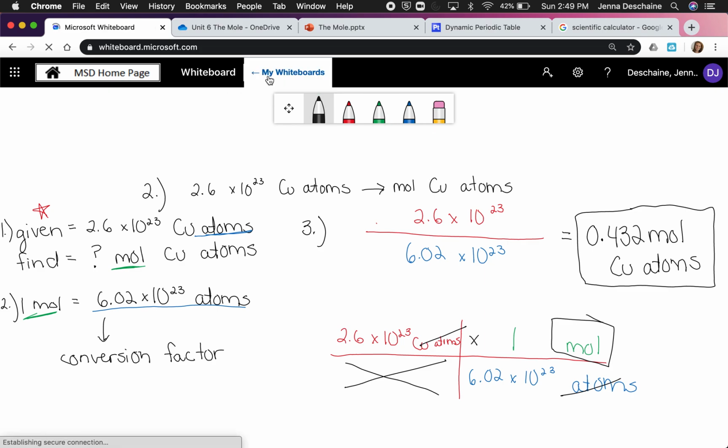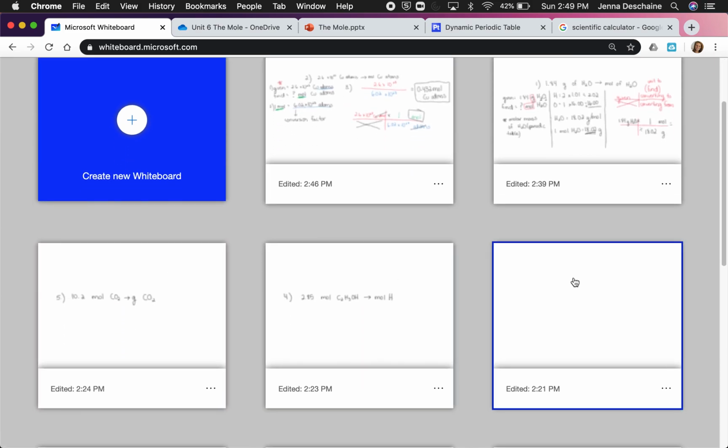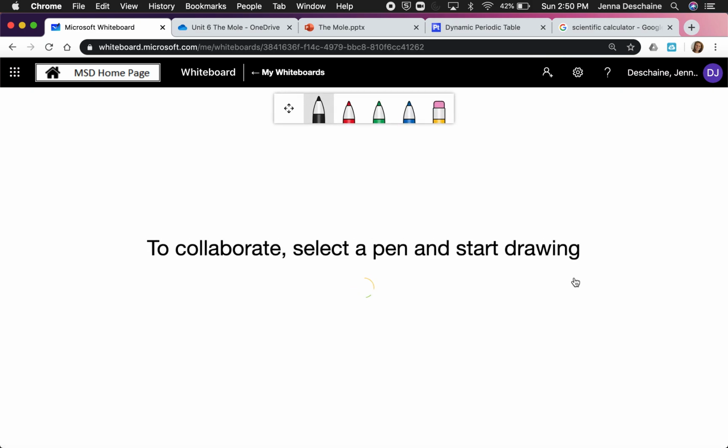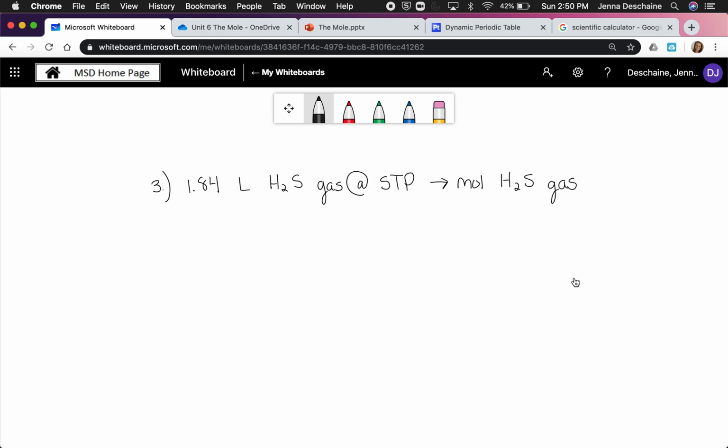All right, moving on to the next example, which looks like number 3. Yes, it is. I am trying to convert 1.84 liters of hydrogen sulfide gas at standard temperature and pressure to moles of hydrogen sulfide gas.